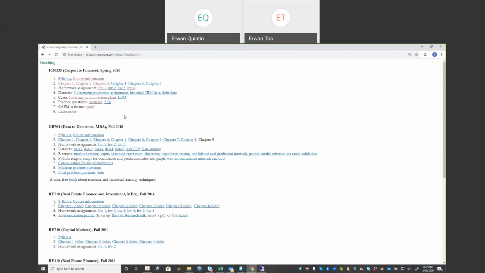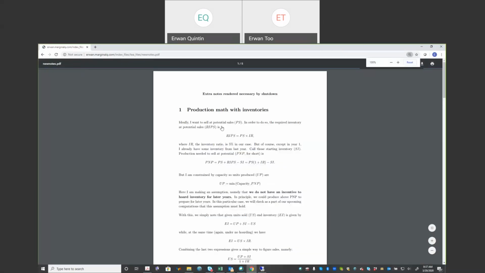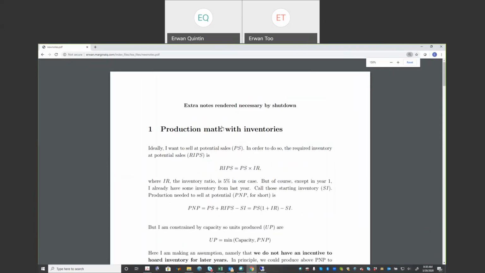If you still cannot see my extra notes, then you can email me and I will email those notes to you. But here we go. Let's open those extra notes and let me make it bigger so that you will all be able to see it. And so this is the first part of the calculation that I've done so far. All I've written is that the required inventory at potential sales is equal to potential sales times the inventory ratio, which is 5% in our case.